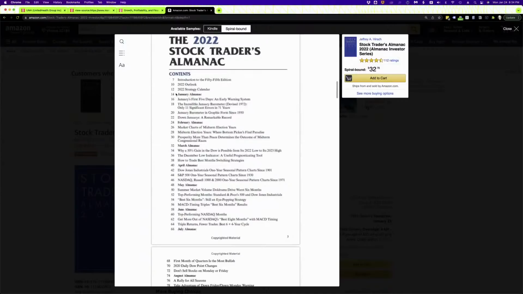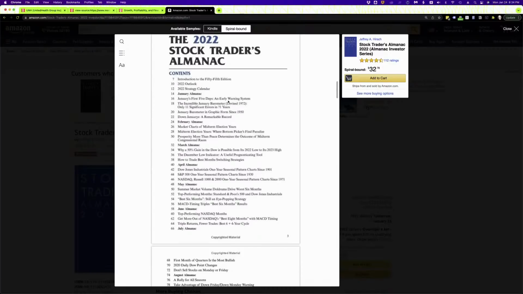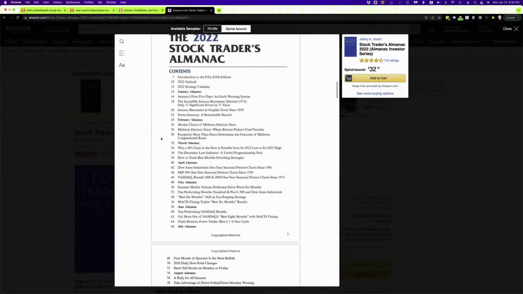Well, the 2022 outlook, that always gives me concern. A strategy calendar, that gives me concern. January's first 5 days, an early warning system, that gives me concern. I always love, the stock market's down now, or it was the last few days. Like Jim Cramer, I find him entertaining, and he does report on some news. But at one point he said investors should sell any stocks they own of companies that don't make any money. Thinking, really? I can't argue with that.